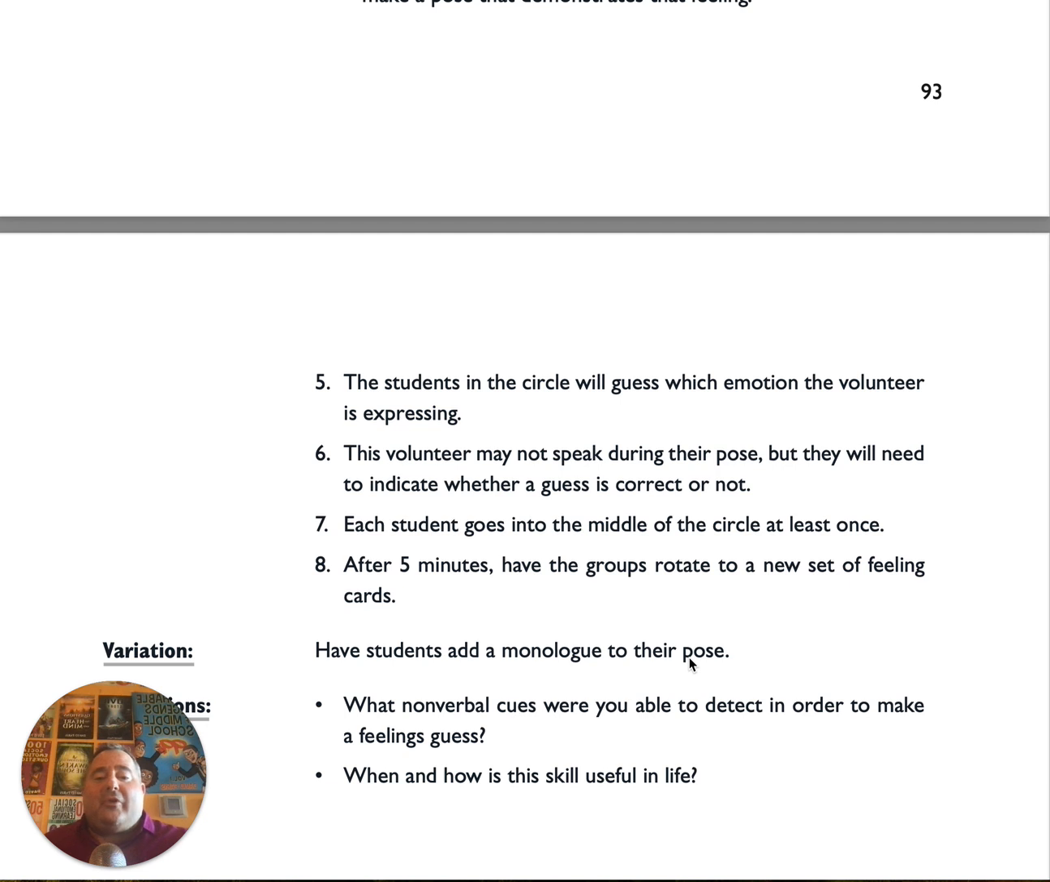The volunteer may not speak during the pose, but they need to indicate whether a guess is correct. So if it is correct, they say, yeah, that's it, and then everybody celebrates. Oh, they got the guess. Each student afterwards goes into the middle circle at least once, so everyone practices being in the middle, acting something out. After 5 minutes, have the groups rotate to a new set of feeling cards. Depending on how much time you have, you can keep having them rotate, and it's kind of fun so they see a different set of feelings to practice with.